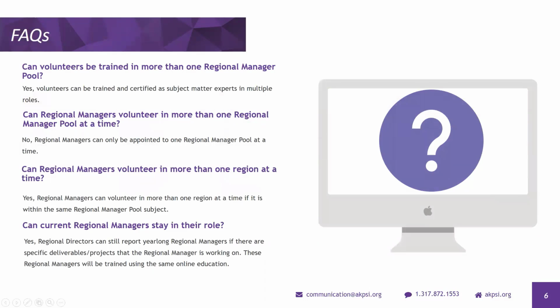As a resource, we would like to recap some of the details on the regional manager pool. First, to recap, can volunteers be trained and volunteer in more than one subject area and region at a time? Yes, volunteers can apply and then be selected and trained in more than one regional manager role at a time, as the example stated earlier, conduct and membership. However, the regional manager can only be active in one subject area at a time. That being said, a regional manager can volunteer in more than one region at a time.